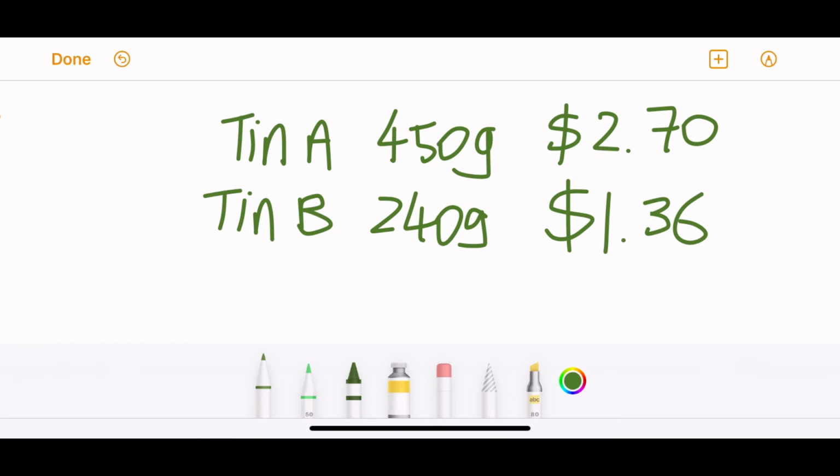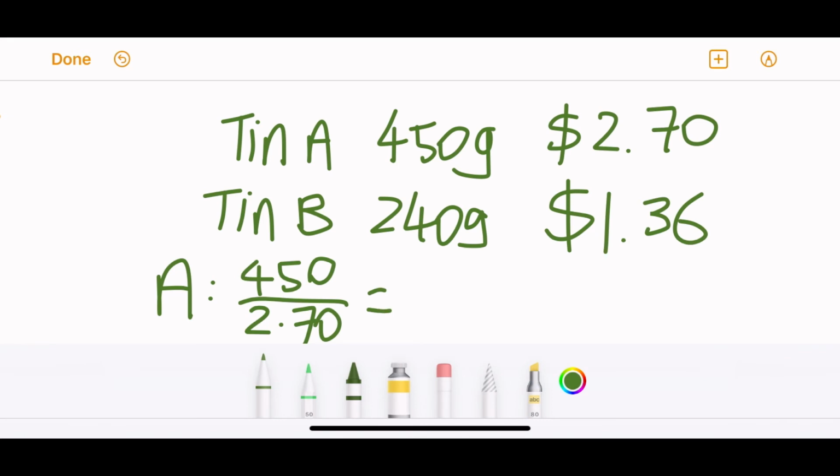So that's the dollars. So I'm going to do, for tin A, 450 divided by 2.7. In this way, I can get how many grams of pineapples I can consume when I pay $1 if I do that division. So 450 divided by 2.7 will give me 166.6666. So I'm going to write 166.7 to the nearest decimal place.